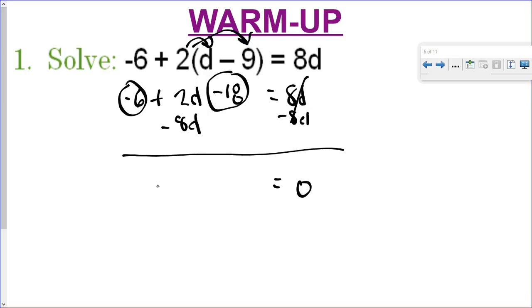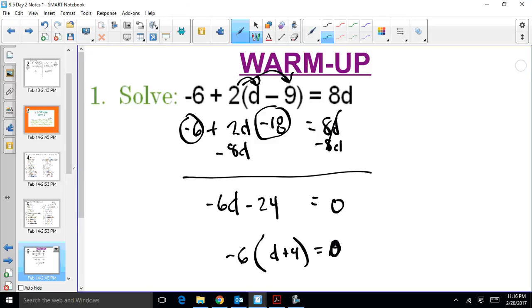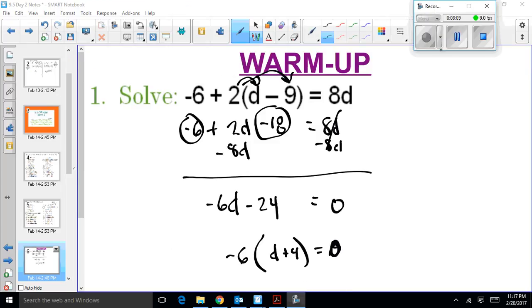what do I get? I get a -6d, and then minus, what is that? 24. That's equal to 0. And once I do that, I factor out a -6. That's a -6 times d plus 4, and that equals 0. So in reality, I don't really need to go this far.